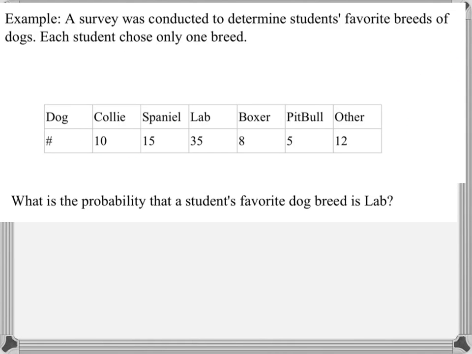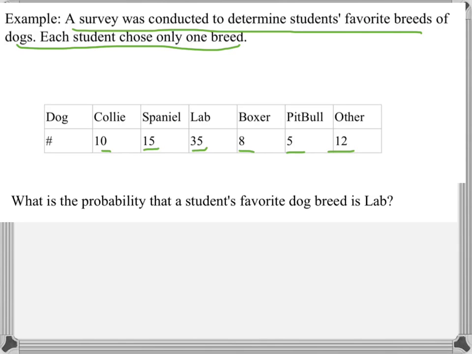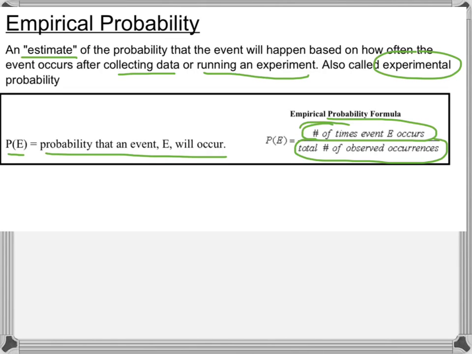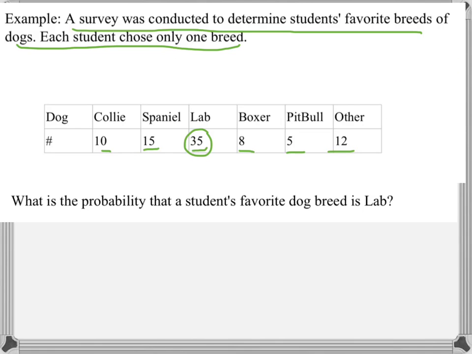So for instance, if I gave you this survey, it says a survey was conducted to determine students' favorite breeds of dogs. Each student chose only one breed. So 10 students chose Collie, 15 Spaniel, 35 Lab, 8 Boxer, 5 Pit Bull, and 12 chose another breed of dog. And I asked you, what is the probability that a student chosen at random has a favorite dog breed that is a Labrador? Okay, so what I'm going to do is, again, I'm going to look at the number of times that event occurred.